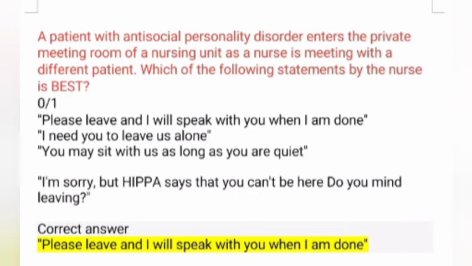Next question. A patient with antisocial personality disorder enters the private meeting room of a nursing unit as a nurse is meeting with a different patient. Which of the following statements by the nurse is best? Option A, please leave and I will speak with you when I am done. Option B, I need you to leave us alone. Option C, you may sit with us as long as you're quiet. Option D, I'm sorry, but HIPAA says that you can't wait there. The correct answer is please leave and I will speak with you when I am done.